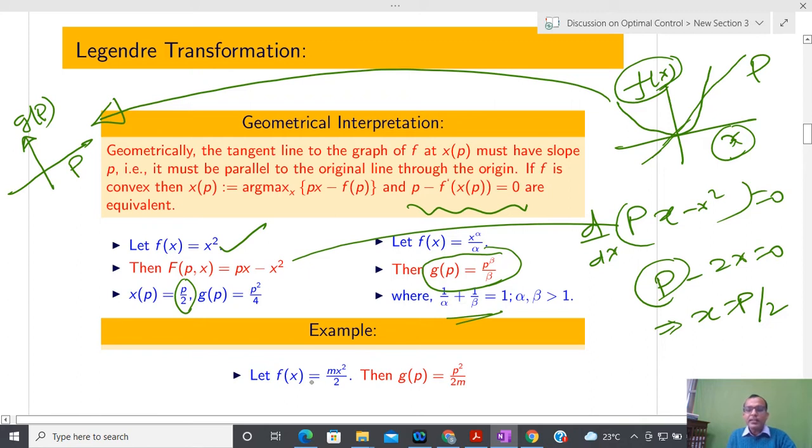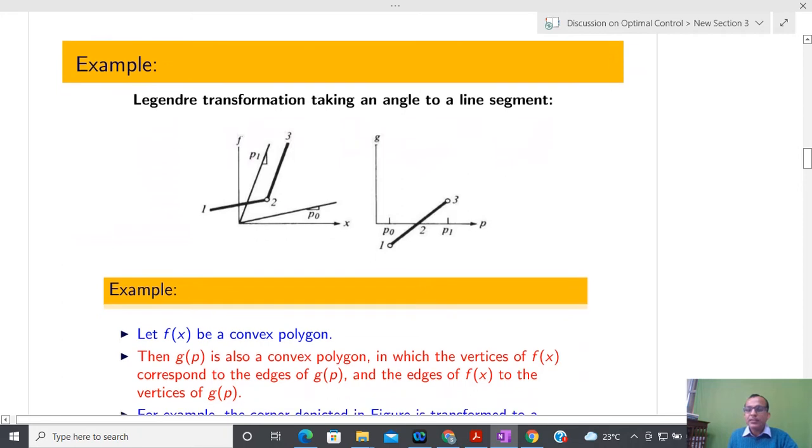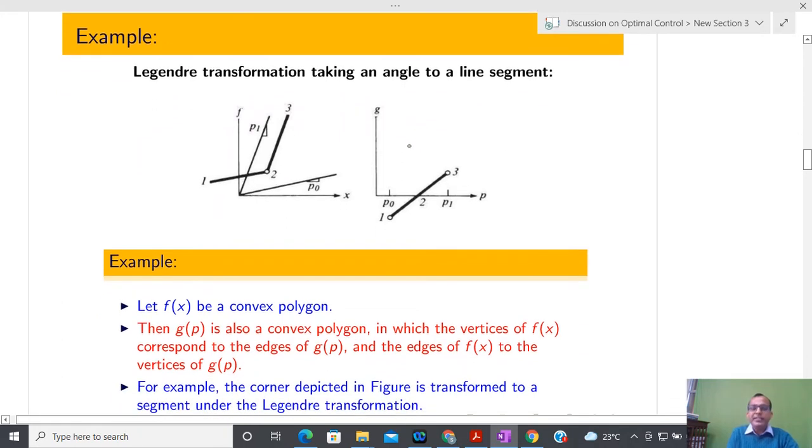Okay, suppose if you take f(x) equal to m x square, then this kind of thing comes into the picture. So please try to do it by yourself. So this is the story of the Legendre transformation.